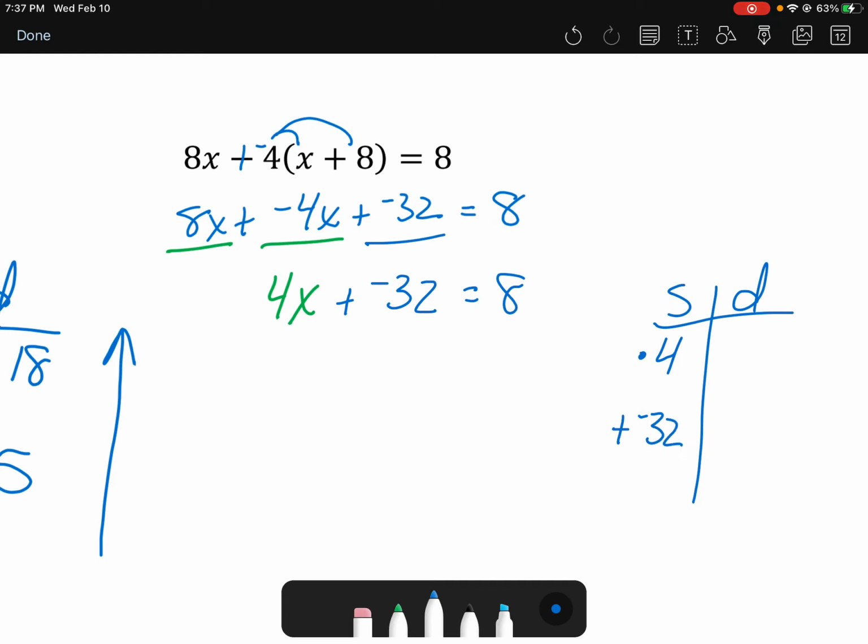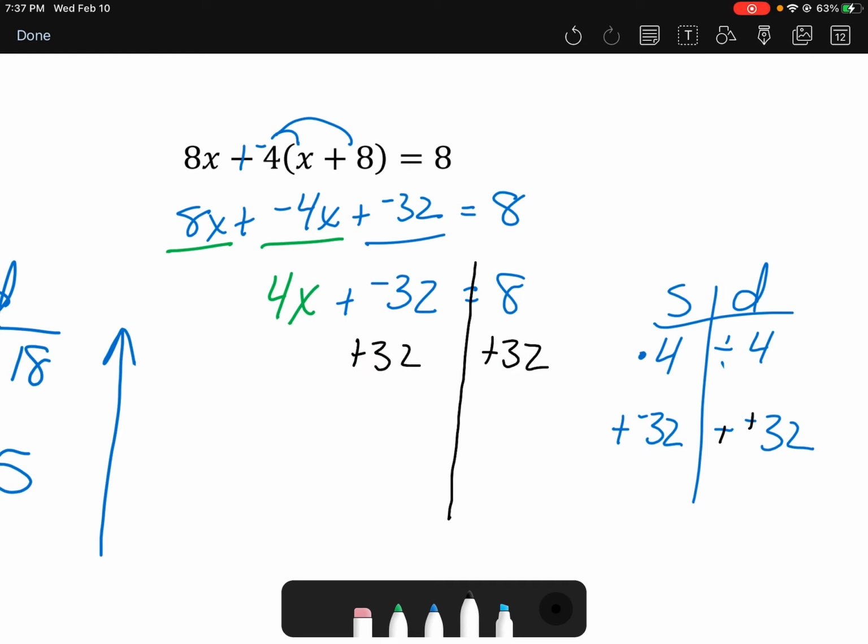On the do side, I'll go ahead and put those inverse operations. Divide by 4, subtracting negative 32. Which really, if I go ahead and do LCO here, I'm adding positive 32. Drawing my line down the middle. My first step says I need to add 32 to both sides. Cancels those bros out. I'm left with 4x is equal to 8 plus 32, or 40.